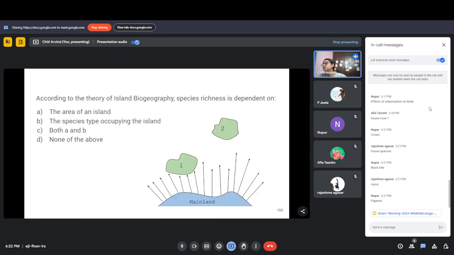Alright, so now according to the theory of island biogeography, we covered this in detail in the previous lecture. The species richness is dependent on the area of an island, the species type occupying the island, both A and B, or none of the above.